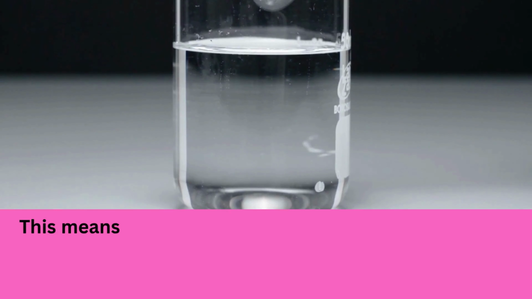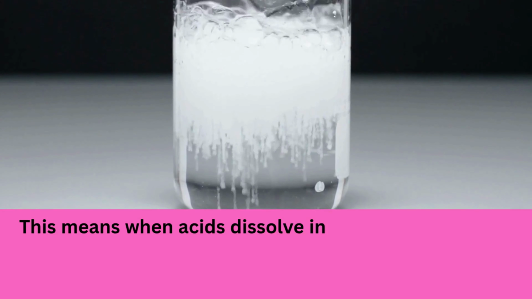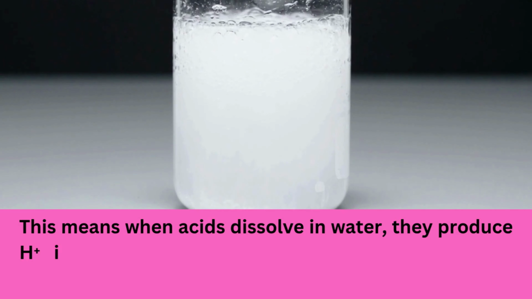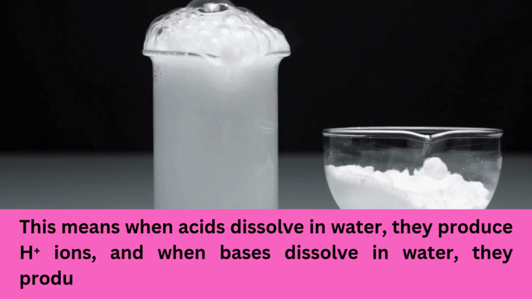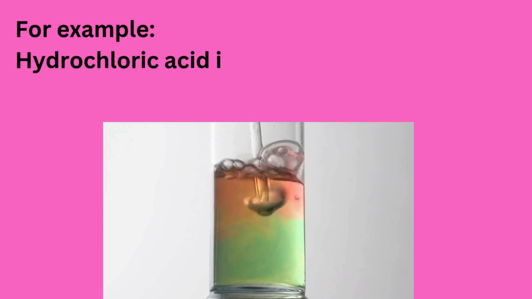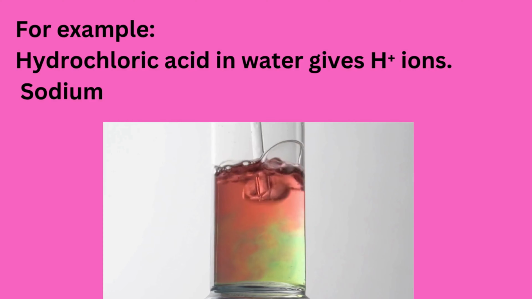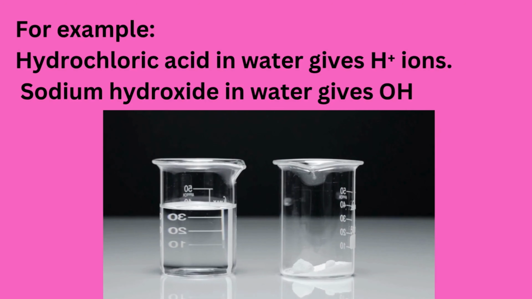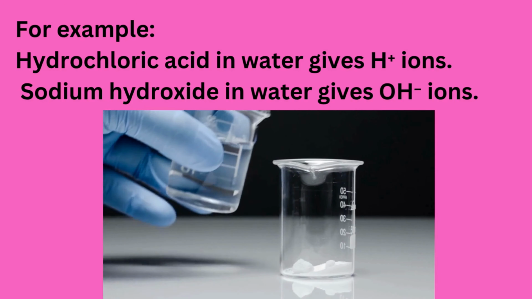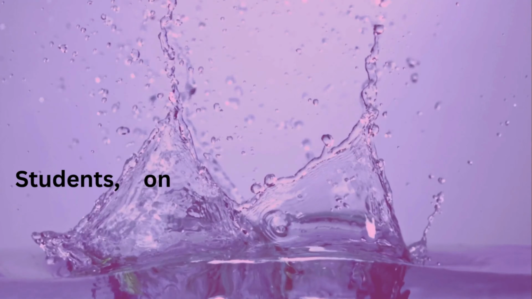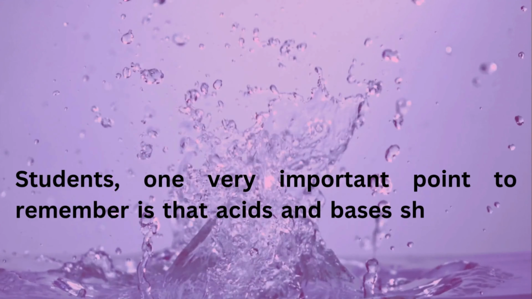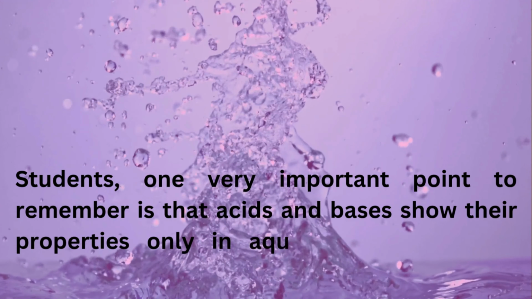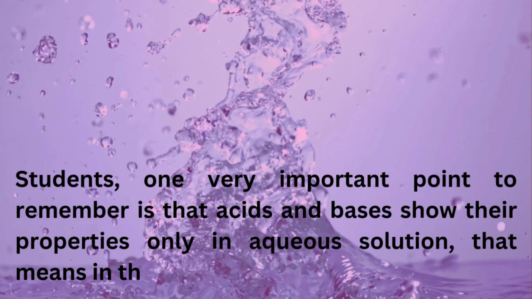This means when acids dissolve in water, they produce H plus ions, and when bases dissolve in water, they produce OH negative ions. For example, hydrochloric acid in water gives H plus ions, sodium hydroxide in water gives OH negative ions. Students, one very important point to remember is that acids and bases show their properties only in aqueous solution.